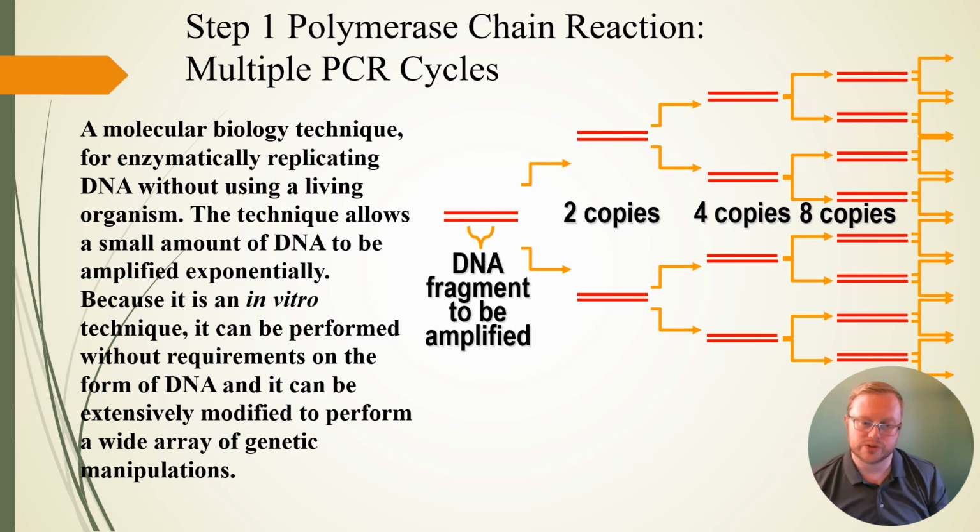So the polymerase chain reaction. We have multiple PCR cycles. Start with one piece of DNA, you get 2 copies, 4 copies, 8 copies. So this grows exponentially. And you see exponential growth a lot in biology, whether it's rabbits breeding in the wild or bacteria breeding in your test tube, or in this case, making multiple copies of a piece of DNA.